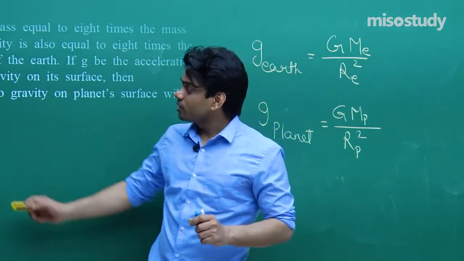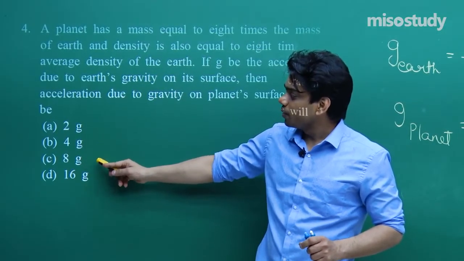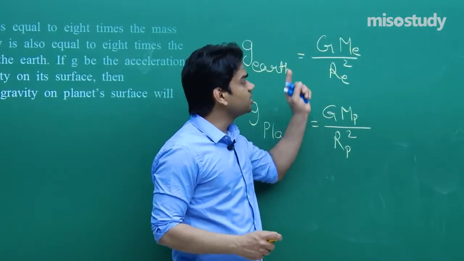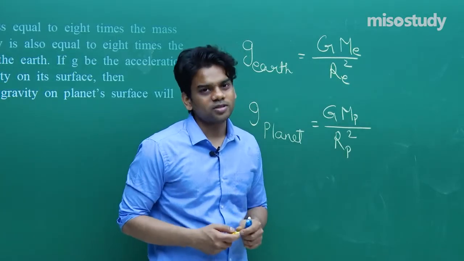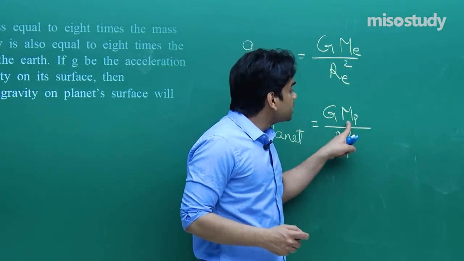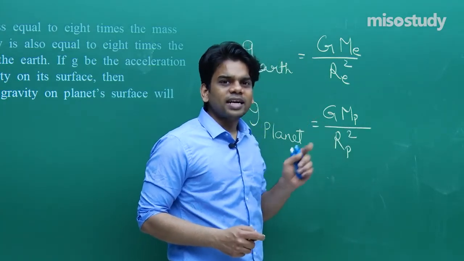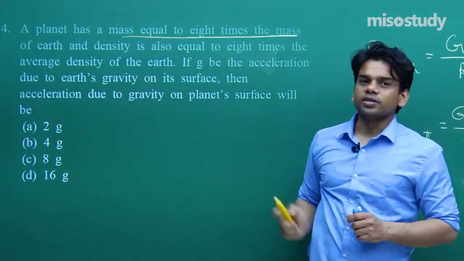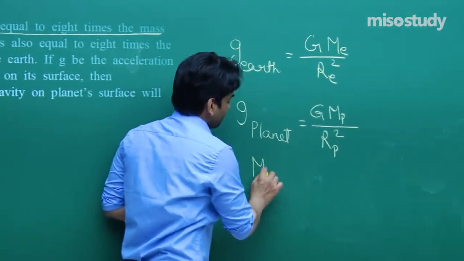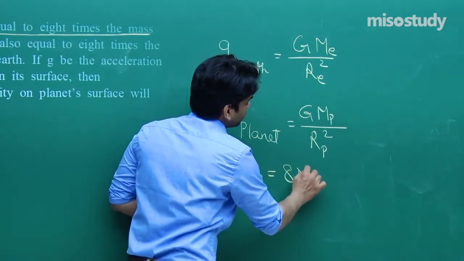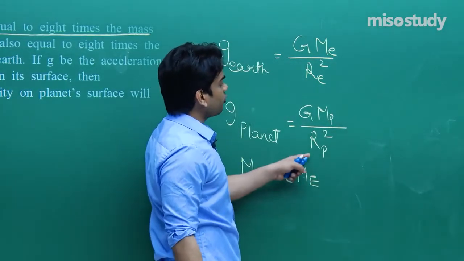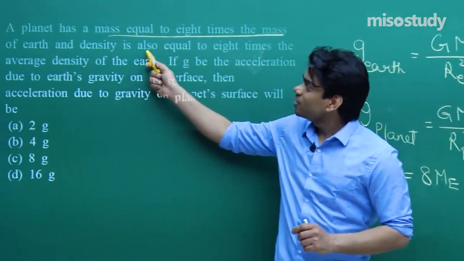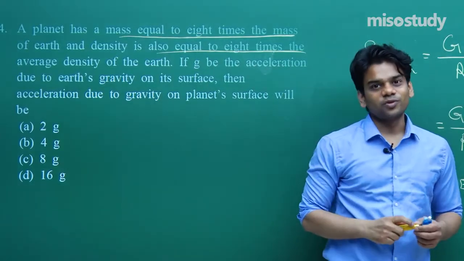Now you check the options are given in terms of acceleration due to gravity on the surface of Earth. So we need to relate how much the acceleration due to gravity on the planet is related with the acceleration due to gravity on the surface of Earth. Now you see here, G Mp, mass of planet, what is that? That is given as 8 times of mass of Earth. A planet has a mass equal to 8 times the mass of Earth. So we can write that mass of planet is 8 times of mass of Earth. Now radius of planet and radius of Earth, that is not directly given, but it's given that the density is also equal to 8 times the average density of the Earth.